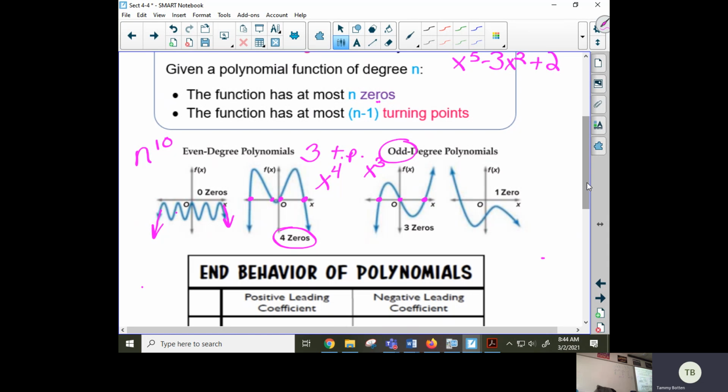Same thing here. Notice this one has only 1 zero, but do you see how it has 2 turning points? I would say this one too is x to the 3rd because it has those 2 turning points. It just so happens that this does not go up far enough to touch the x-axis. That is odd, so we look on the right and this is approaching negative infinity. So on the left, it should do the opposite and it approaches positive infinity.